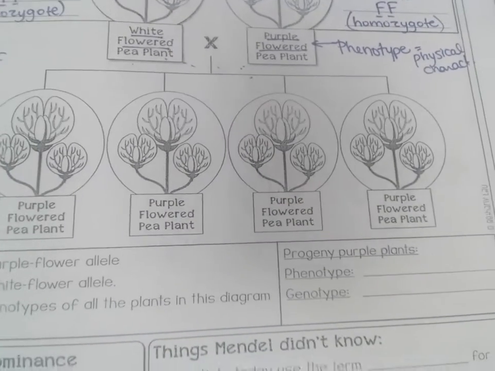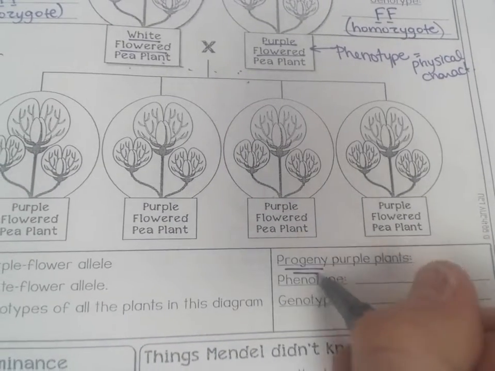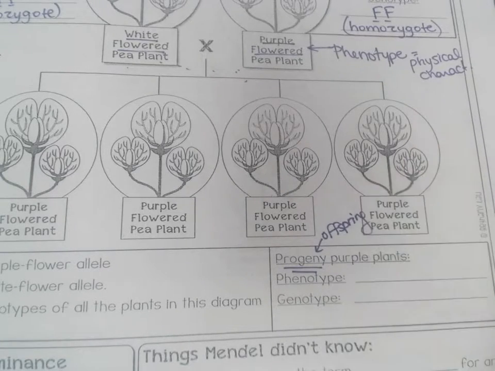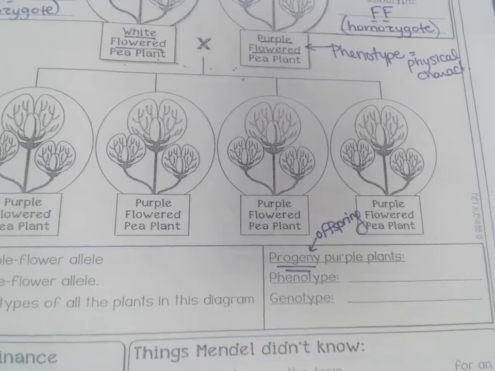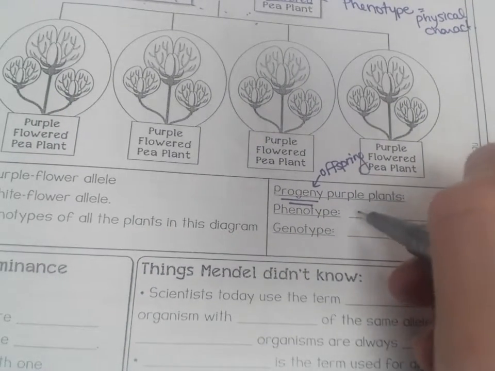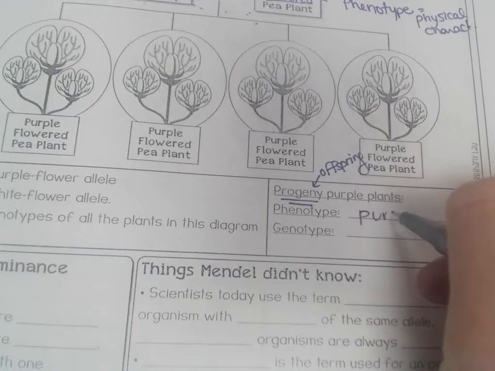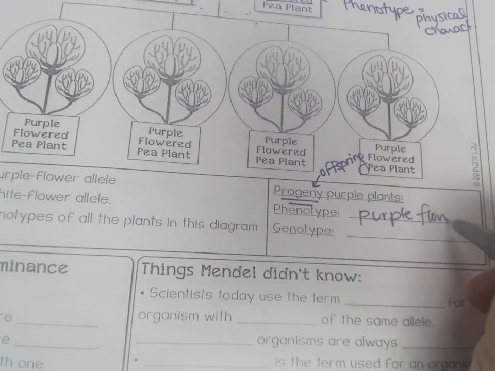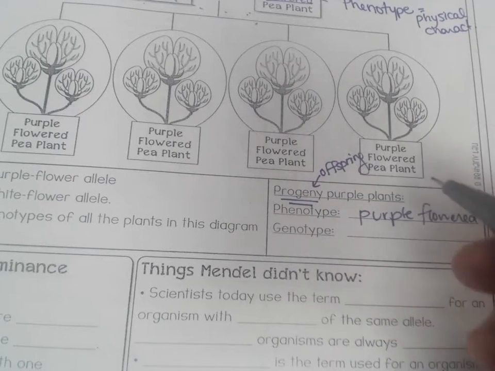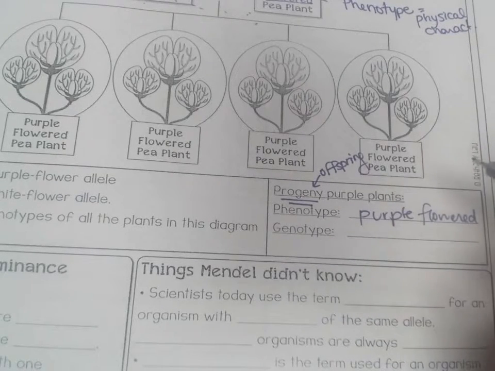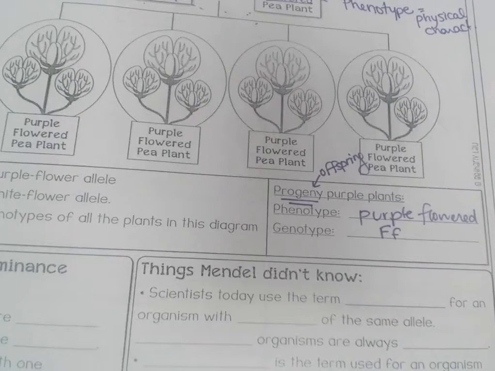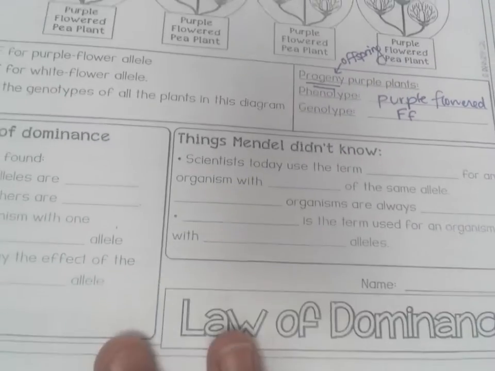Okay, so let's write what the progeny. Progeny means offspring, if you need to remind yourself what that means. Offspring. So the progeny of the purple plants, the phenotype is purple flowered. All the progeny are purple flowered. And the genotype, all of these plants are going to have the genotype big F, little f. Why? Let me show you.